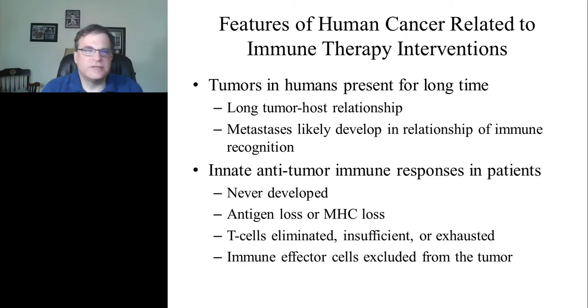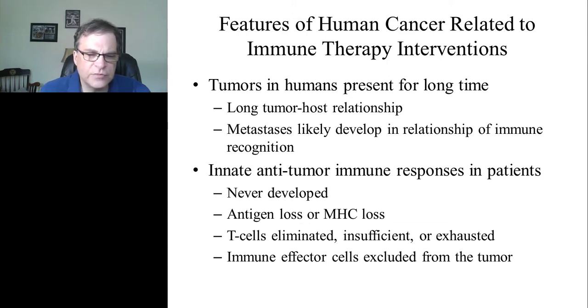As a clinical investigator, I look at the treatment and development of immune therapies in several ways. It's really the features of human cancer and how this evolves into immunotherapy interventions. As opposed to preclinical animal models, tumors in humans are present for a long period of time, and therefore there's a long tumor-host relationship. Metastases likely develop in relationship to some form of immune recognition in patients. So why do patients who develop metastatic disease do so despite this immune surveillance aspect?